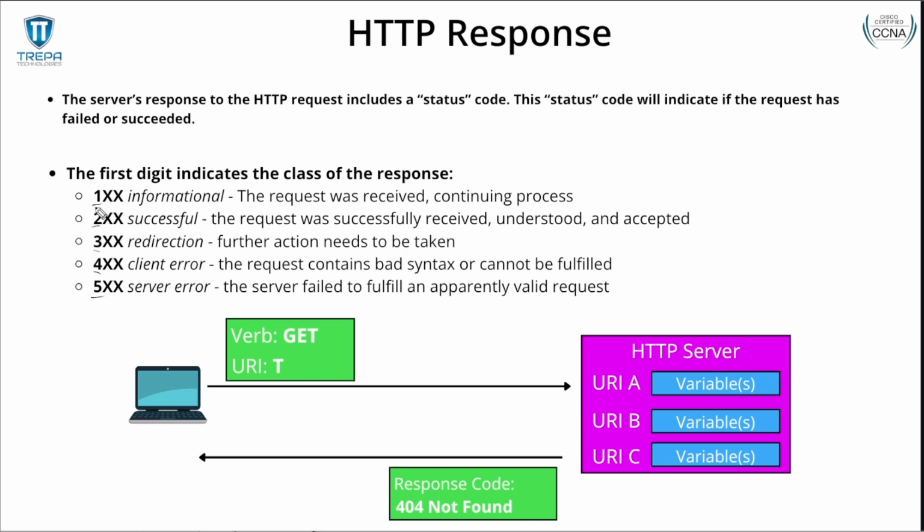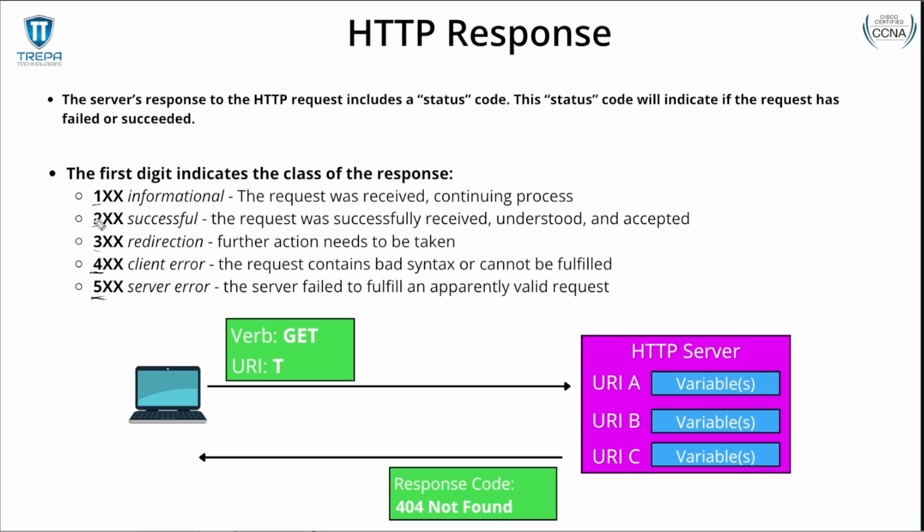So if it's a 1, that's informational, meaning that the server received a request, but it's still processing something with that request. If it's a 2, that means the request was successfully received, understood, and accepted. So for example, if that's a POST request and we got a 200 or a 201 response, that means, hey, good to go, that change has been done. A 3, that's a redirection. So that just means further action needs to be taken. And then 4 and 5 is what you need to be aware of.